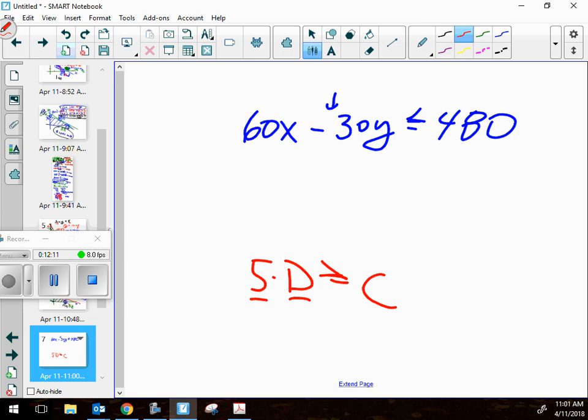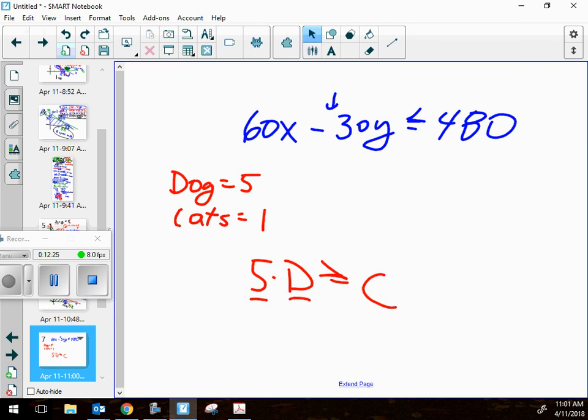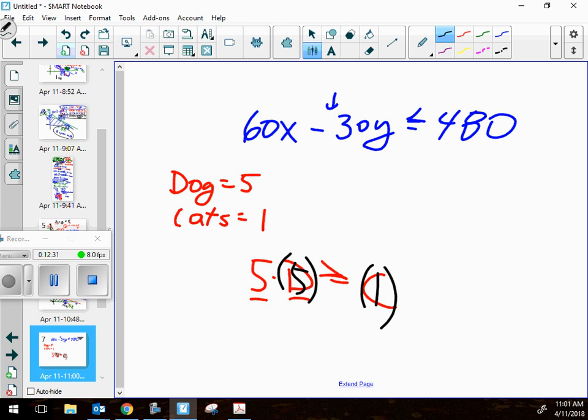But let's actually get some numbers. If there's 5 times as many dogs, maybe there's actually 5 dogs and there's 1 cat. Is that a scenario where there's 5 times as many dogs? Now, if I actually put in the numbers, watch what happens. Dog, 5, cats, 1, and 10 is not equal to 1. It's not even close to equal to 1. Sorry, 25 and 1 are obviously not equal.